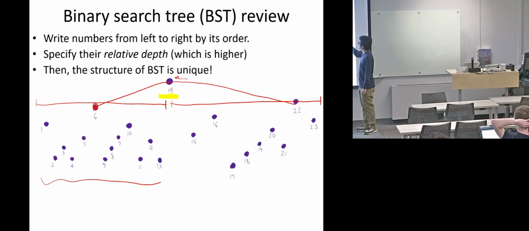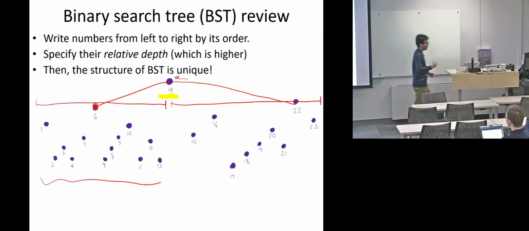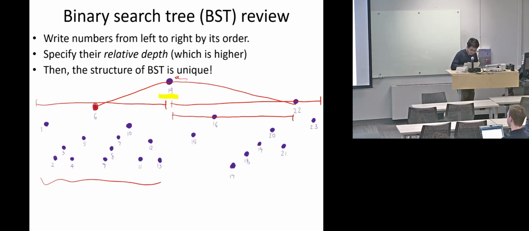And can you tell me what should be the children of 22? Yeah, 20 and 23? No. 23, yes. 16? 16, yes. Okay. Right. So everyone on the left of 22 is here. This guy must be the highest. So you connect this guy and this guy.